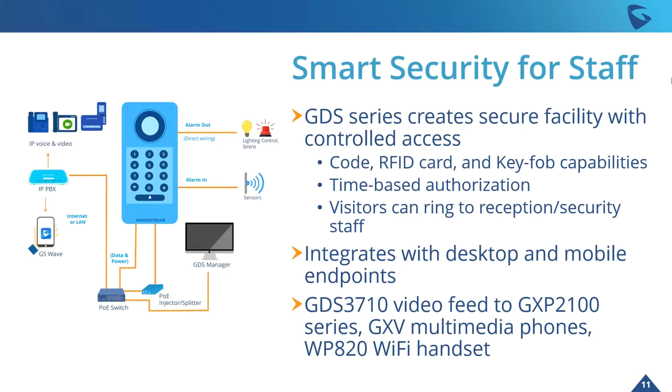Then visitors can also easily ring to reception and security staff and then can be cleared to gain access to a facility. It also integrates with our desktop and mobile endpoints. As you can see on the left there, any calls can go to any Grandstream endpoint, which then can open the door after the individual has been screened. It's good to mention as well the GDS 3710 video feeds integrates with our GXP 2100 series, GXV multimedia phones, and then our WP820 Wi-Fi handset. The video feed from this device can actually be seen from any of those devices.